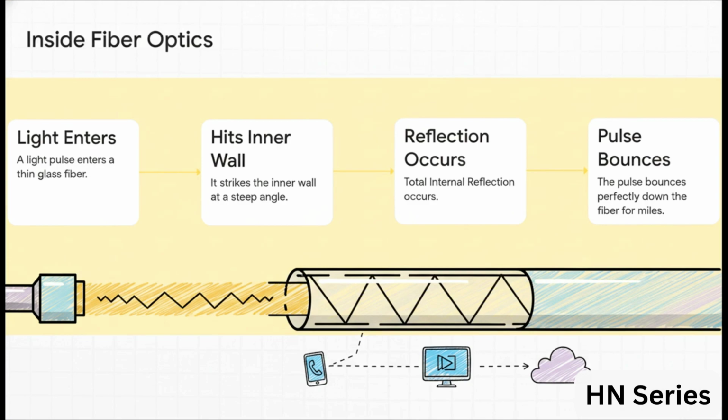The internet, your phone calls, streaming movies, all of it is just data that's been converted into tiny pulses of light. Those pulses get shot into impossibly thin glass fibers, and thanks to total internal reflection, they just bounce perfectly off the inner walls, zigzagging their way across oceans for thousands of miles. So yeah, the next time you're scrolling online, just remember, you're surfing on a wave of perfect reflections.